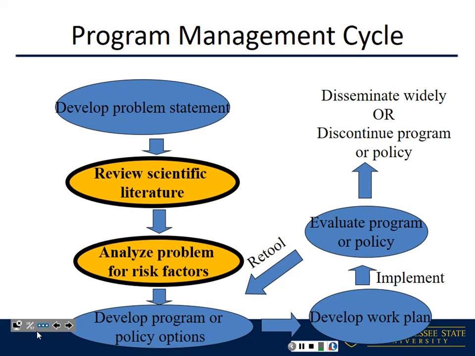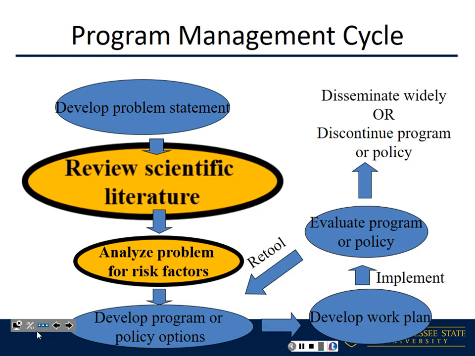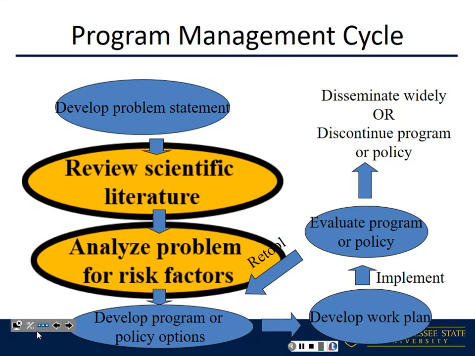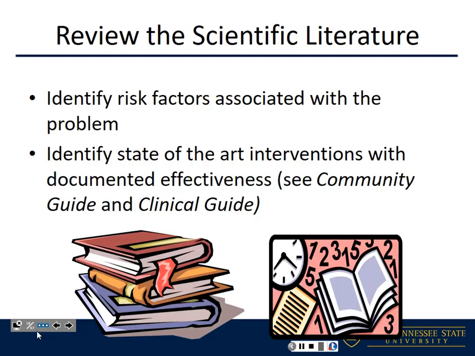The second phase of the program management cycle involves an in-depth review of the literature. So at this point, you have developed your problem statement, you have developed your desired outcome objective, stating the future desired level of your health problem. Now you're going to take a deep dive into the published scientific literature in order to identify the risk factors for your health problem, and also to identify state-of-the-art interventions addressing your problem that have been found effective.